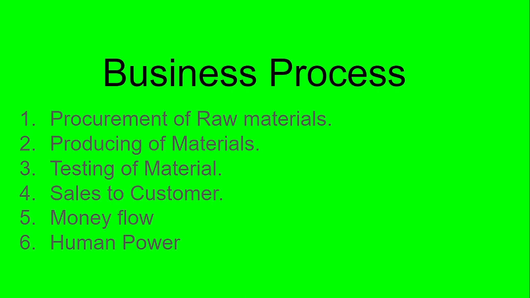Then, after the material is created, we will not sell directly to the customer. Firstly, we have to test whether the material is fine or not. So that is testing of the material. After testing, we can directly sell to the customer. In selling to the customer or procuring raw materials from vendors, we have some money flow, and for every process we require human involvement. So we require human power.